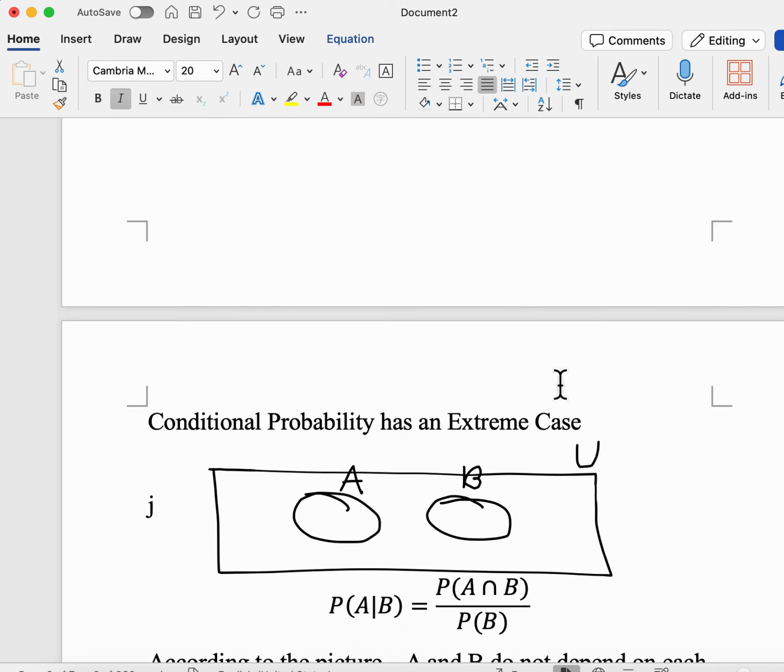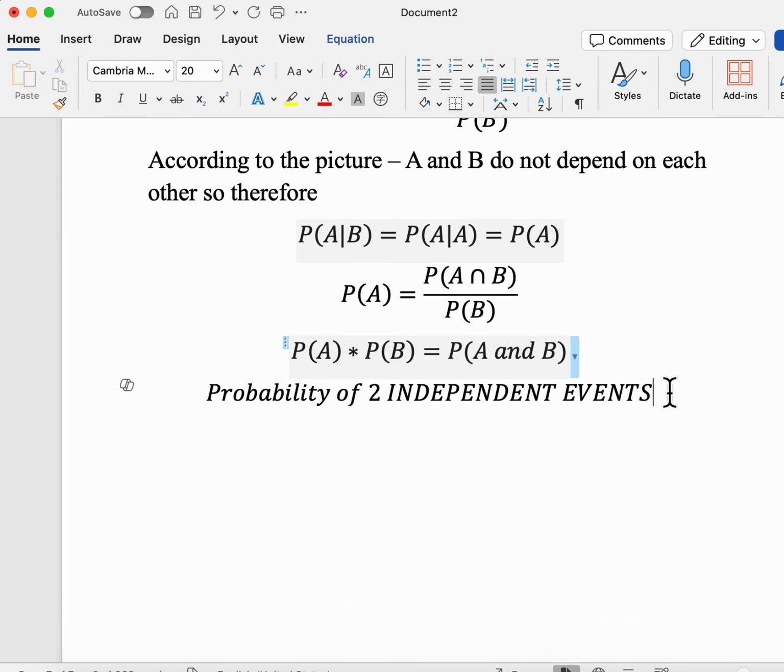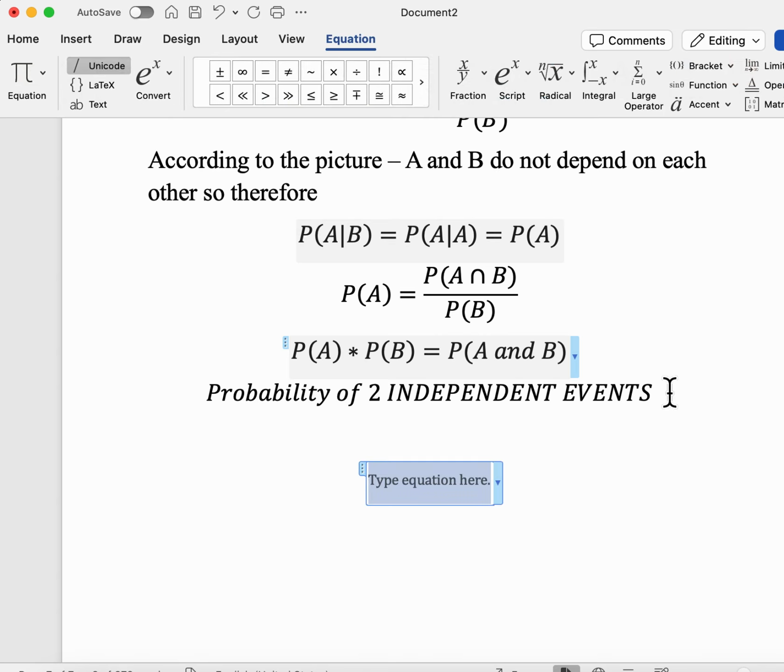Oh, I forgot one last thing, which I really should have put at the beginning. So I define probability of A as n of A over n of U, correct? Well, what happens if A is essentially the same thing as U?